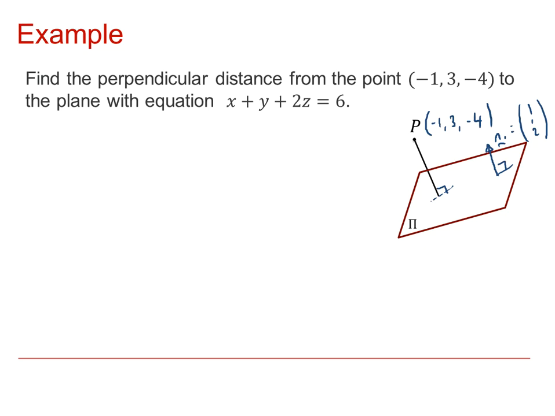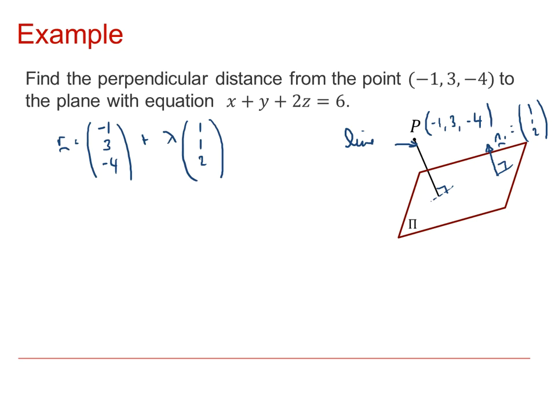So the equation of the line is r is equal to a known point, which is the point P, so -1, 3, -4, and then lambda times the direction vector 1, 1, 2. And that gives us the equation of this line.